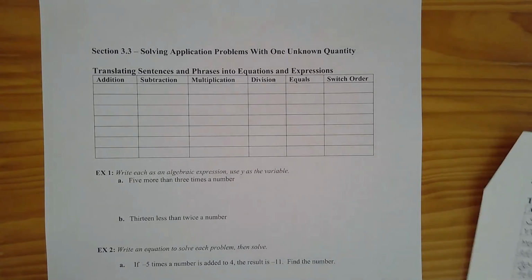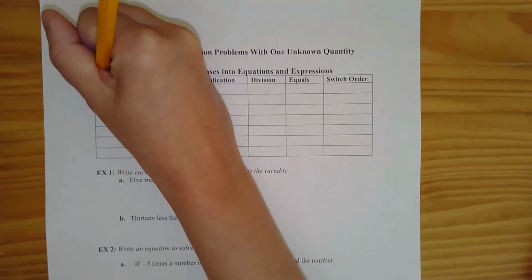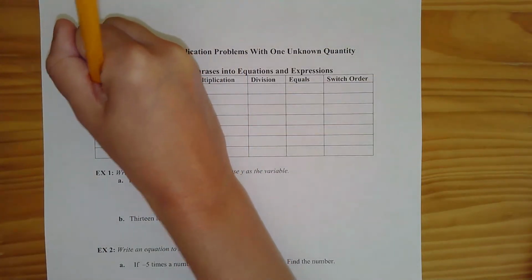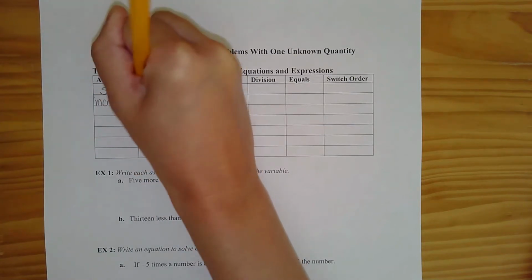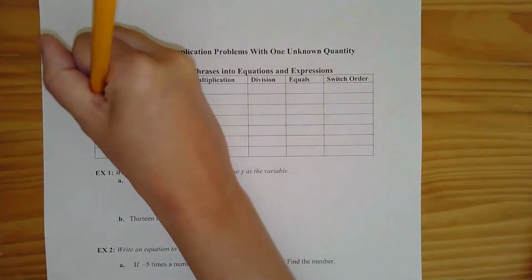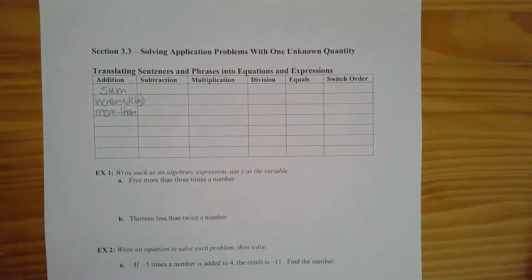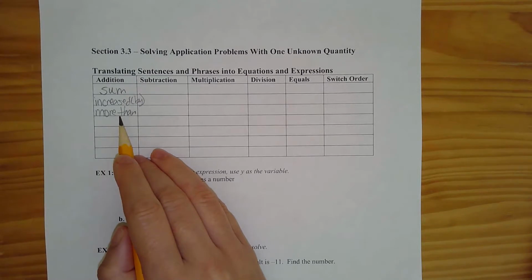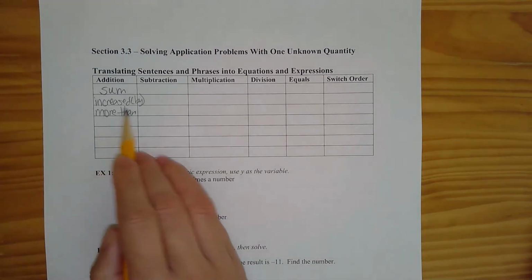So some keywords that you should have for addition would be the word sum, or if you have increased or increased by. Okay, you might have the word more than. And there's a difference between the greater than symbol. It actually has is more than for the greater than. But if you just have, Bobby is 9 more than Sally, that would be an addition.